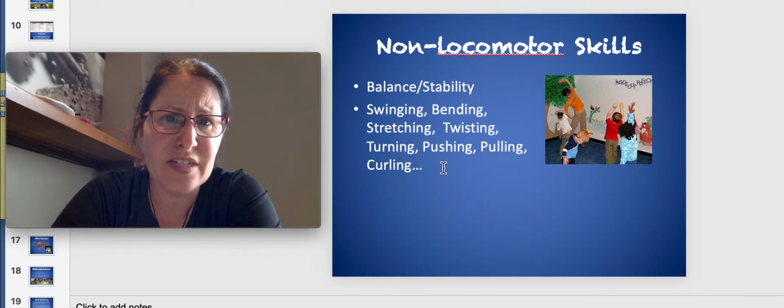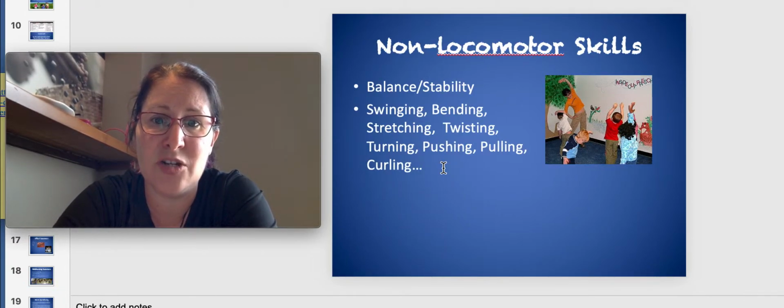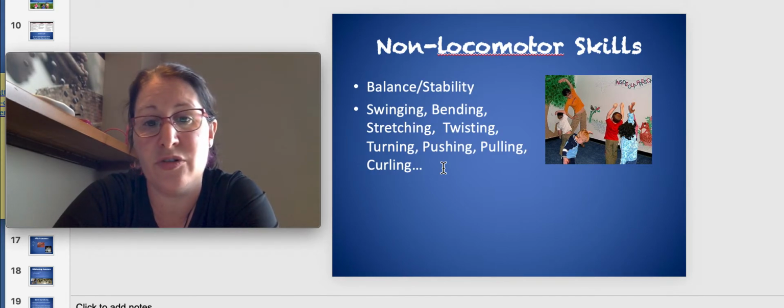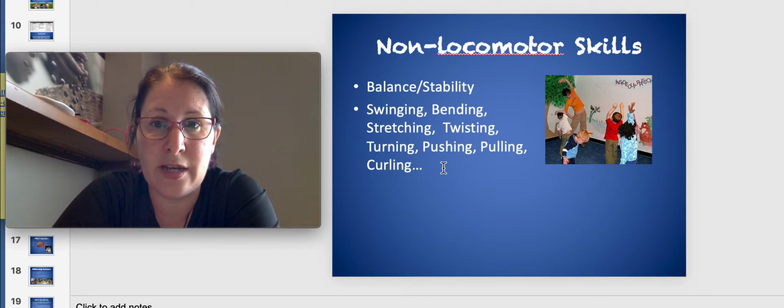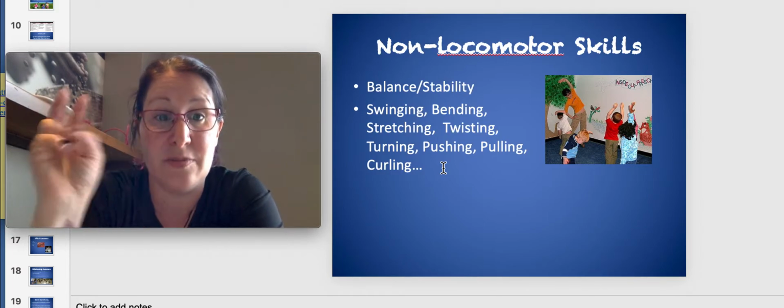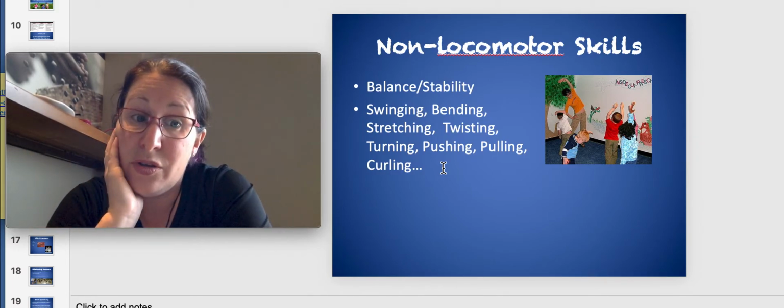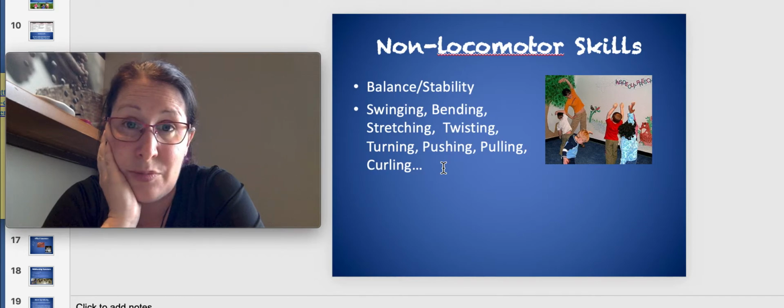Non-locomotor movement. So this is your balance and stability. You're swinging, bending, stretching, twisting, turning, pushing, pulling, curling. So typically used in gymnastics, or really focused on and improved upon during a gymnastics unit, but also really important for playing in a play park, for life outside of school.